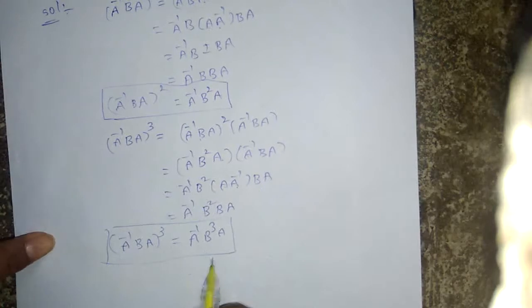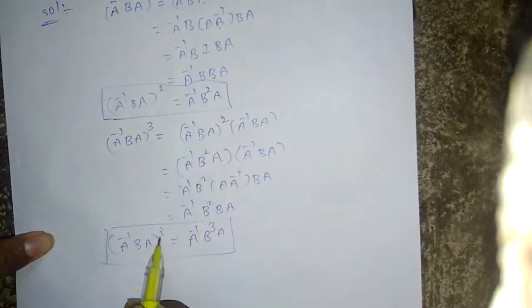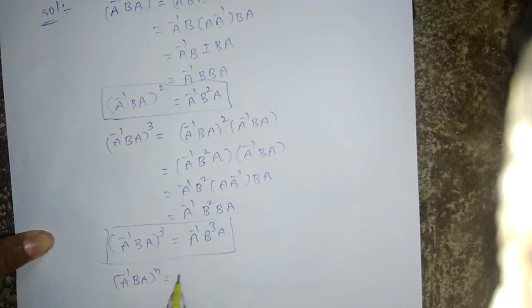So you observe the pattern. If you have square, we got B square. If you have the cube, we have B cube. Similarly, if you have n, what will we get? We will get A inverse B power n into A.